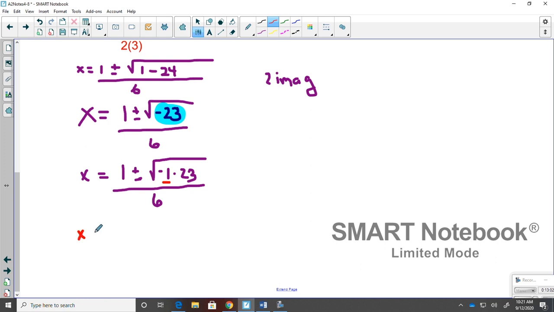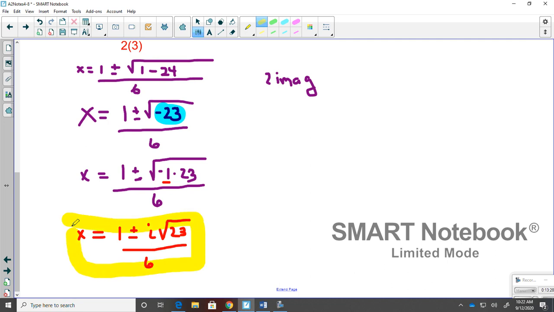So x is equal to, you're going to have a 1 plus or minus, and then that part is i radical 23, and then divided by 6. And so there are supposed to be 2 imaginary solutions, and there are right here. That's why the plus minus is involved in the formula. So one of the answers is 1 plus i radical 23 over 6, and the second answer is 1 minus i radical 23 over 6.